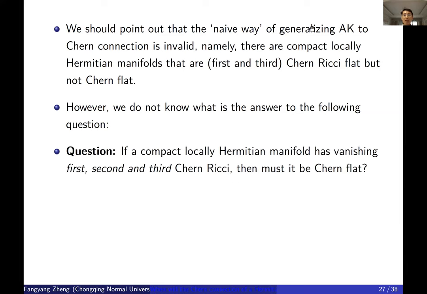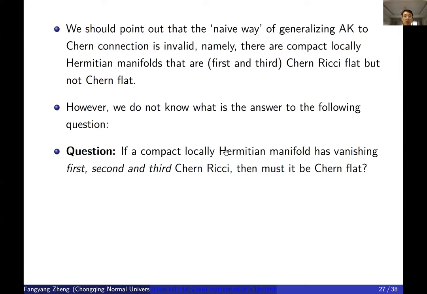So we just ask this wild question, and we don't know the answer to it. If you require all three Riccis to vanish, would that imply the flatness of the Chern curvature? That we don't know. We don't have any example, and we couldn't prove it either.